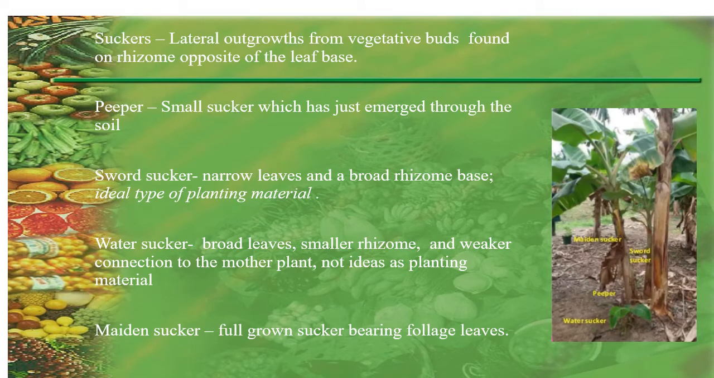Suckers. Lateral outgrowths from vegetative buds found on the rhizome opposite of the leaf base. Peeper. Small sucker which has just emerged through the soil. Sword sucker. Narrow leaves and a broad rhizome base. Ideal type of planting material. Water sucker. Broad leaves, smaller rhizome, and weaker connection to the mother plant. Not ideal as planting material. Maiden sucker. Full-grown sucker bearing foliage leaves.